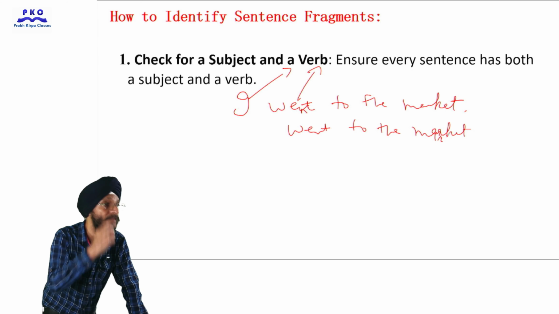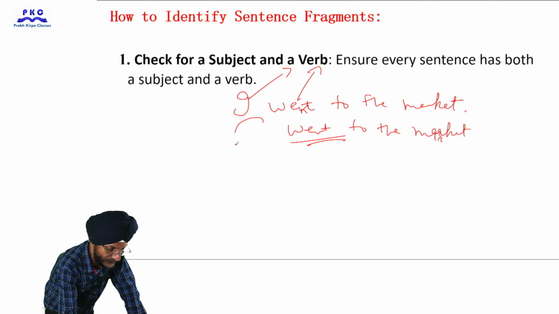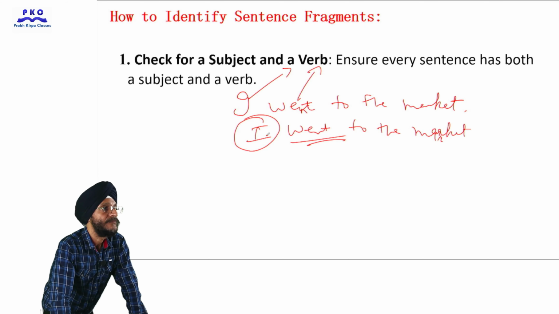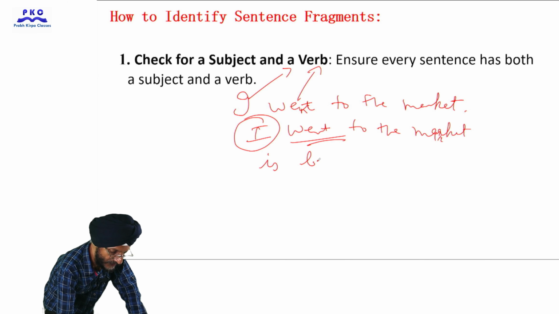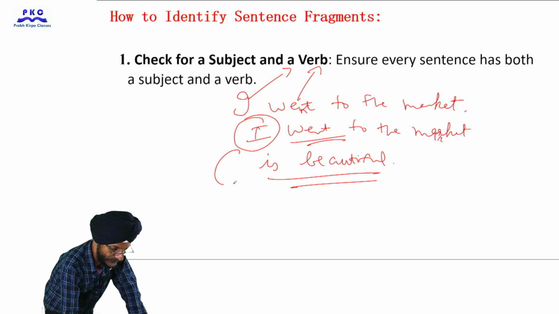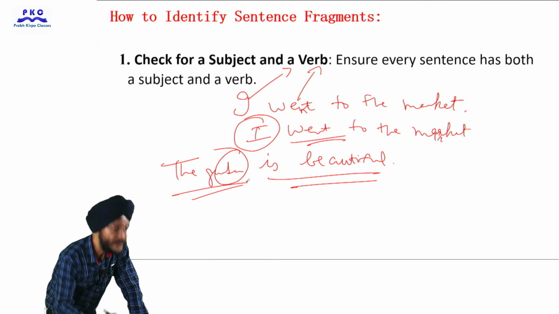Here the verb is present but the subject is missing. If we say, "is beautiful," again the subject is missing. The garden is beautiful. Garden is the subject.